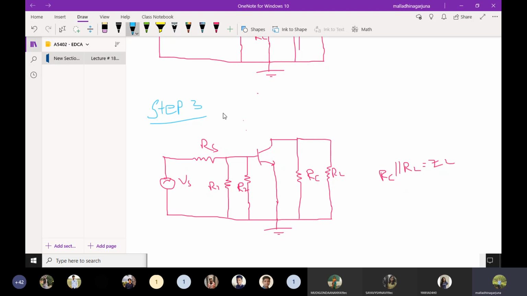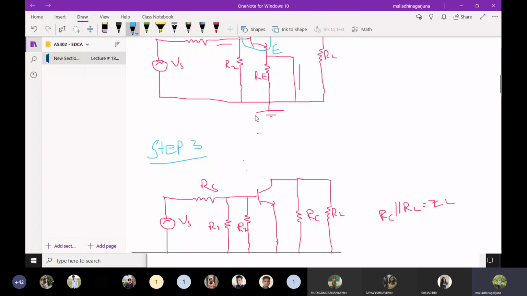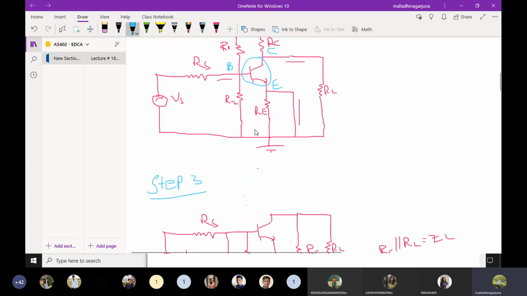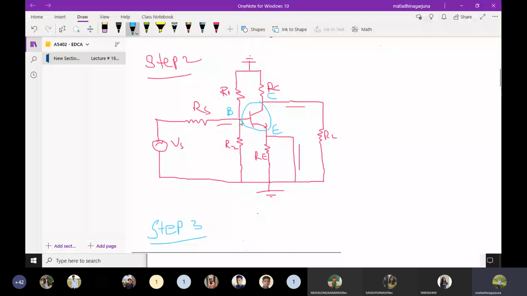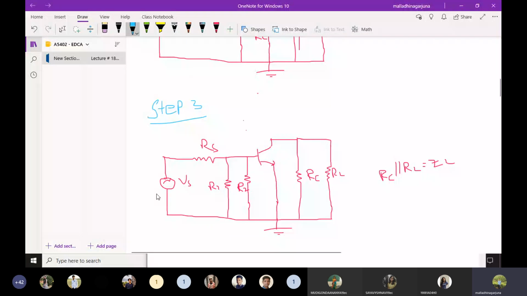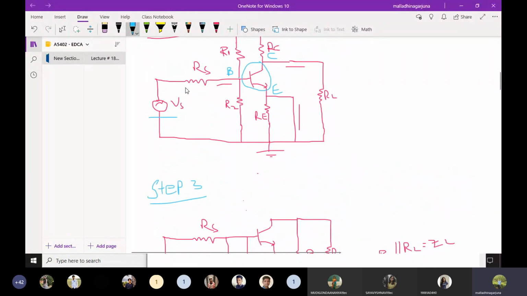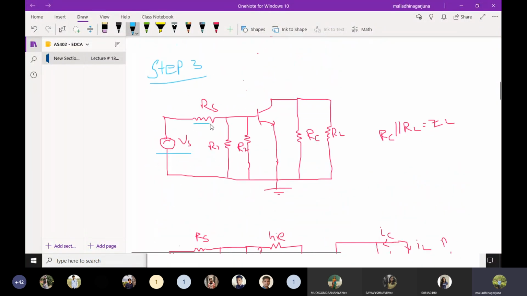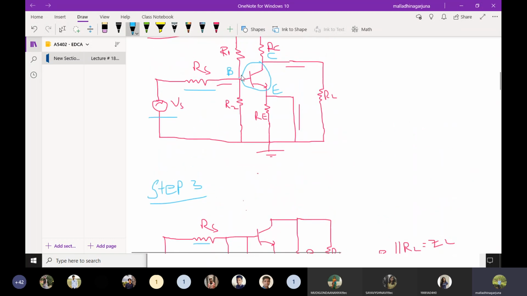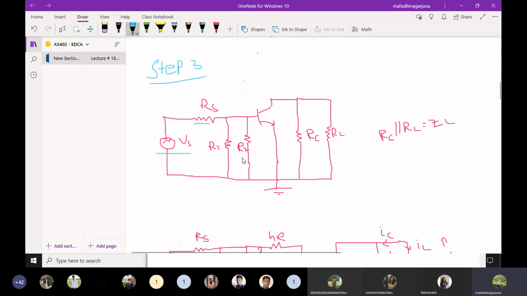Step 3. I will explain by showing both the circuits at a time. Here, the source signal is there, no change, and RS is also there, no change. R2 is connected between base and ground.